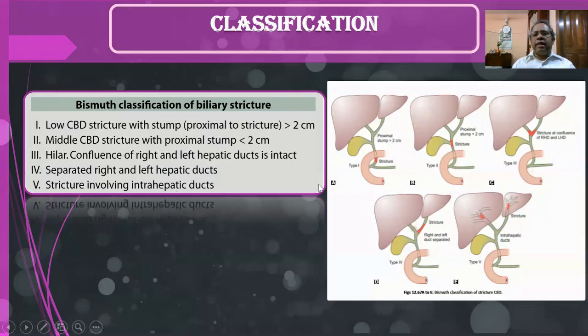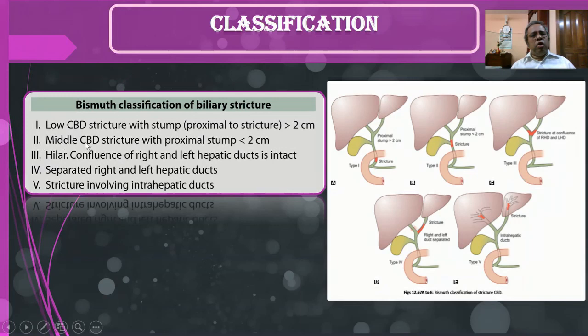So stricture has some classifications which can dictate what treatment can be done subsequently. Low CBD stricture with a stump: if the stricture is proximal to the common bile duct and the stump is more than 2 centimeter, there is enough stump that you can repair very easily. For that reason, low CBD stricture, where the stump proximal to the stricture is more than 2 centimeter, is called Bismuth classification 1.